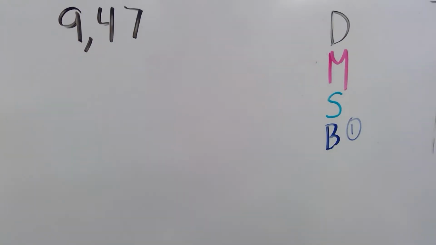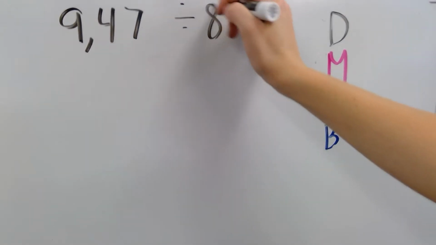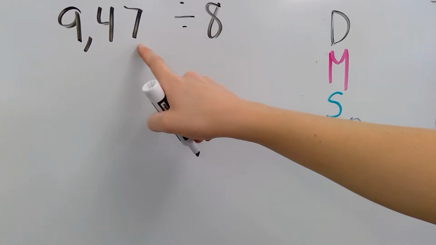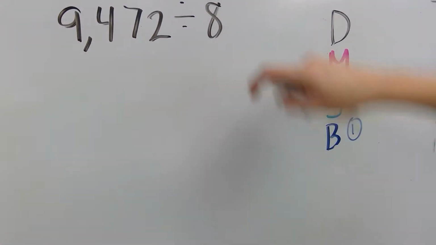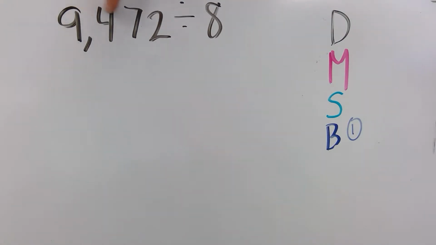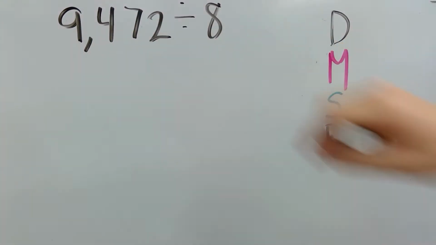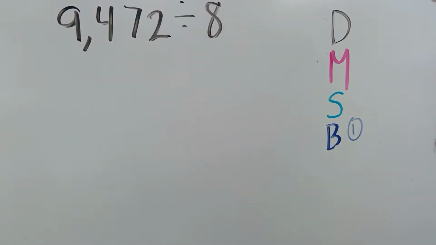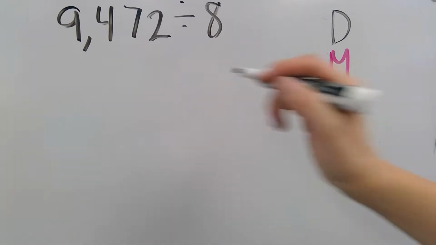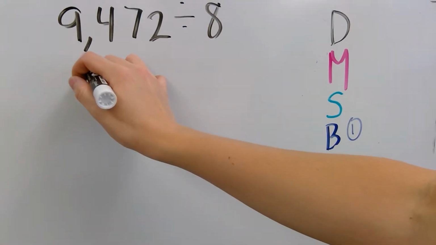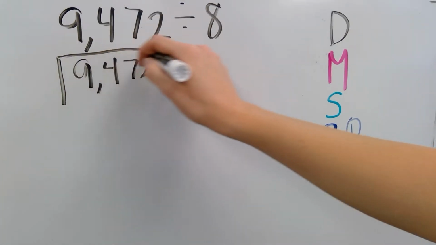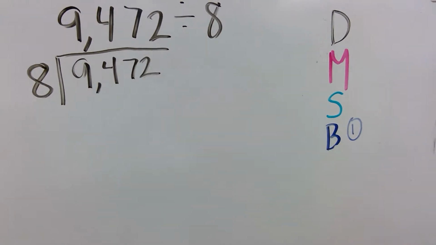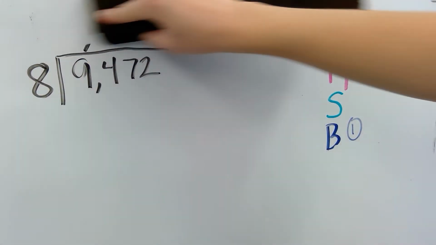9,472 divided by 8. This is called my dividend. 9,472 is the dividend. This is my divisor. So I need to set up my problem. The dividend always goes on the inside of my division bar. So I'm going to set it up right underneath it, and then I'm going to erase that. 9,472 divided by 8. Now I can erase all of this.